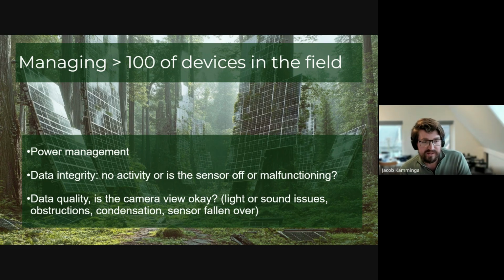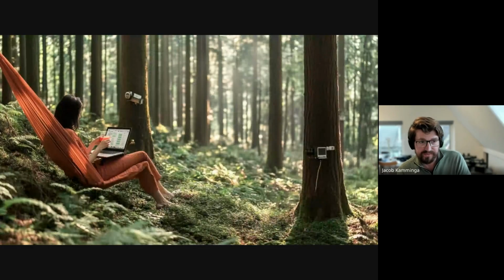Same for data quality. If you deploy a sensor and leave it there without human oversight, you're not always sure if the camera view was okay, or there could be light issues or sound issues. Something can start growing in front of your camera. It can be condensation, or the sensor may fall over. And there's all sorts of reasons why your data quality may be compromised.